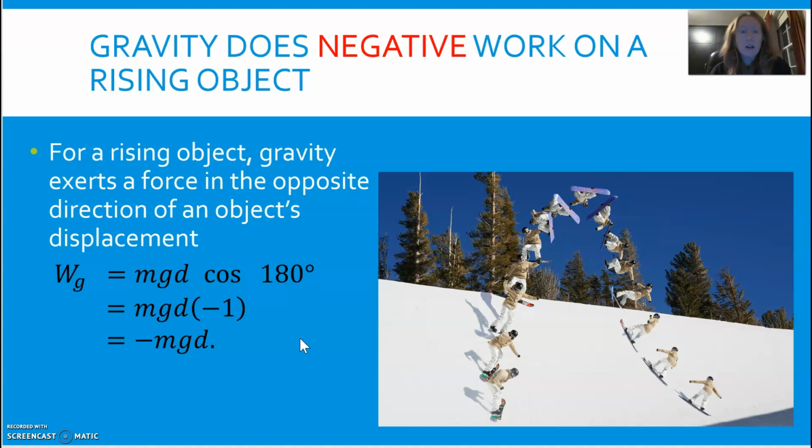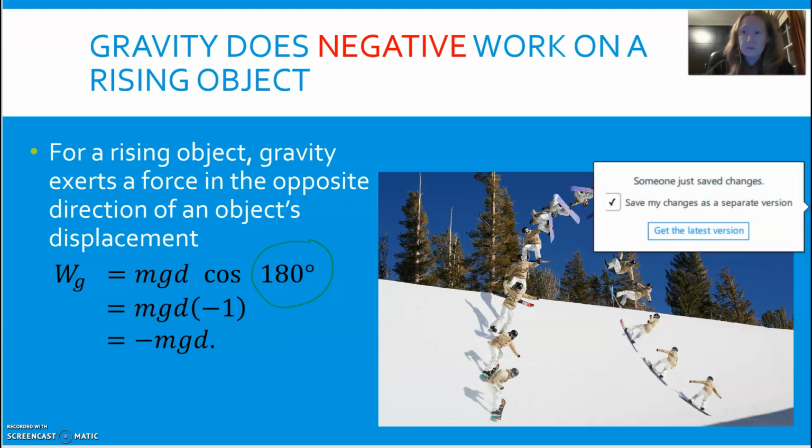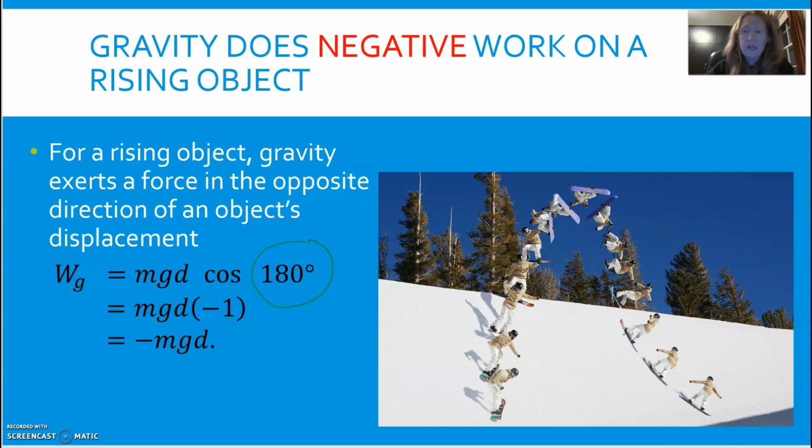If an object is going up, then the force will be opposite of the direction of displacement. So you can see I've got this 180 degrees here. For this snowboarder, we've got the force of gravity here, but their displacement is in the up direction, right? So then there will be that 180 degrees, and so the force of gravity will do negative work on that object.